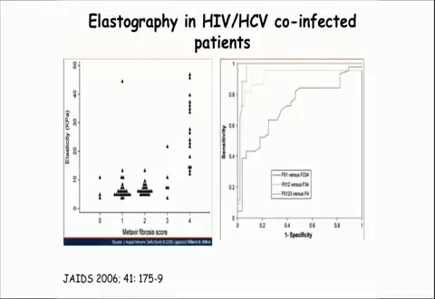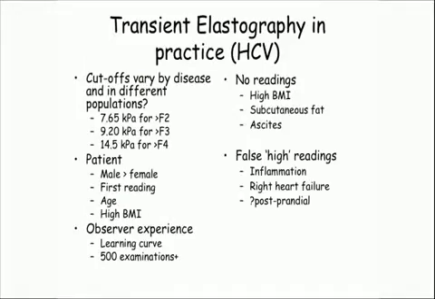How does it work in practice? Certainly for hepatitis C, the cutoffs have been very well defined. So a cutoff of 7.65 suggests that the liver has fibrosis greater than F2 on the METAVIR score. A cutoff of 14.5 is very discriminatory for picking up people with cirrhosis. Cutoffs vary by disease, and I'll show you some data in the next slide. The same cutoff, say for example 7.8, would define cirrhosis in B rather than F2 fibrosis in C. And so one needs to be wary of what disease you're looking at in terms of the cutoffs that you use.